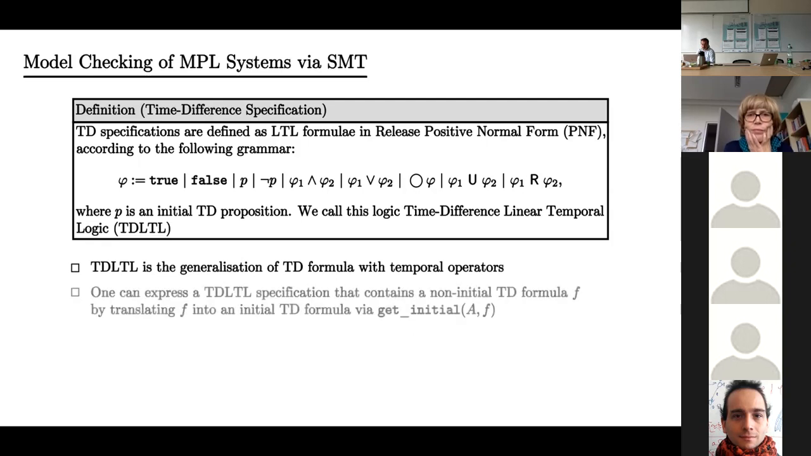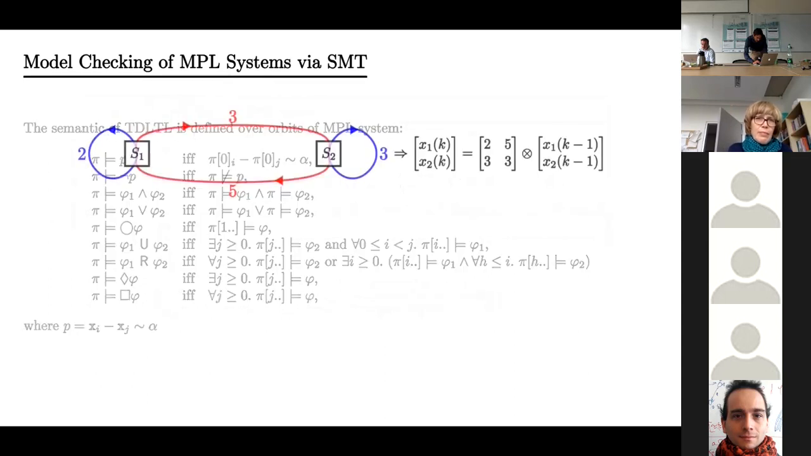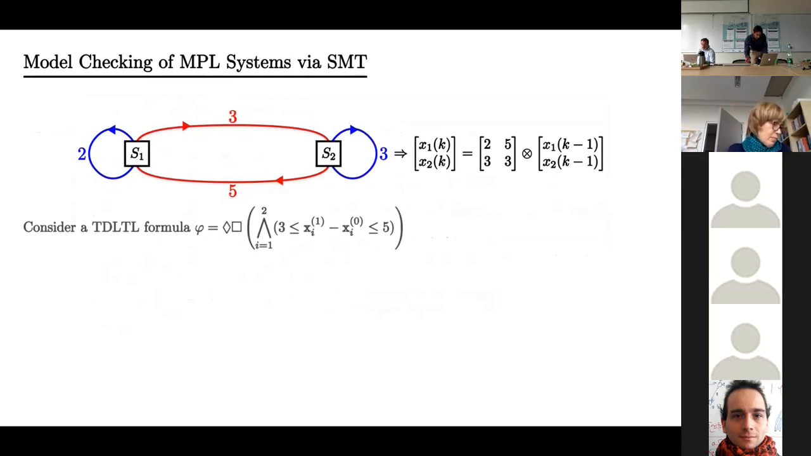It is also possible to express a TD-LTL formula that contains non-initial TD formula f. We just need to use get initial procedures. The satisfaction relation for TD-LTL is also defined over orbit of MPL system as follows. Let's have an example. Consider a TD-LTL formula as follows defined for the MPL system generated from this railway network.